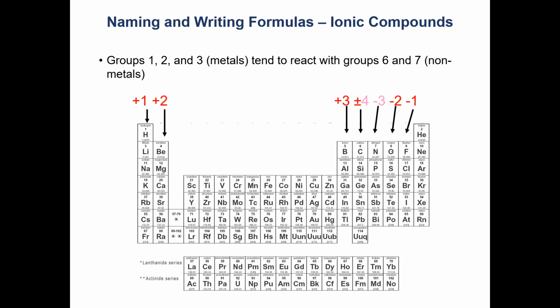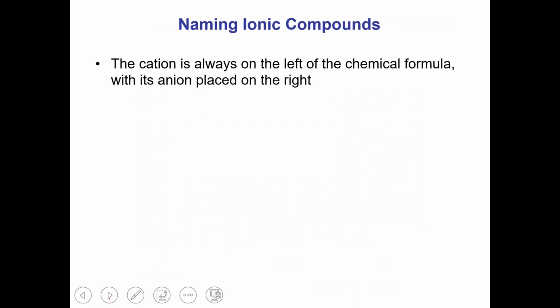The elements in group 16 or 6A always have a negative 2 charge. 5A or 15 always has a negative 3 charge. And then if we're in group 14 or 4A, these can take on either a positive or a negative 4, depending on what they're bound to. So you will need to have these charges memorized, because you're going to use them quite frequently.